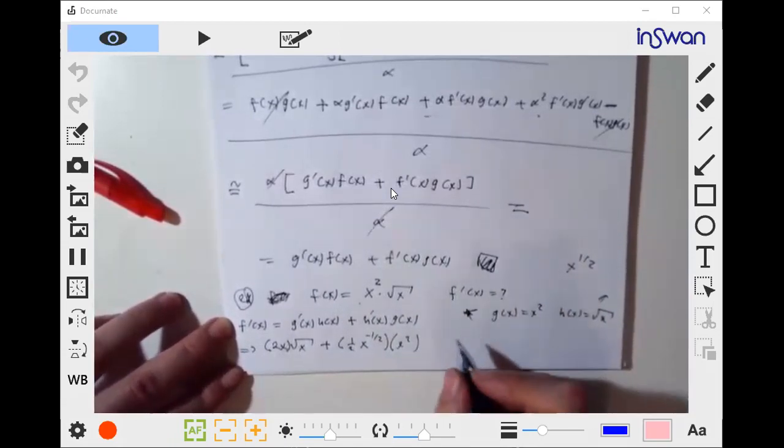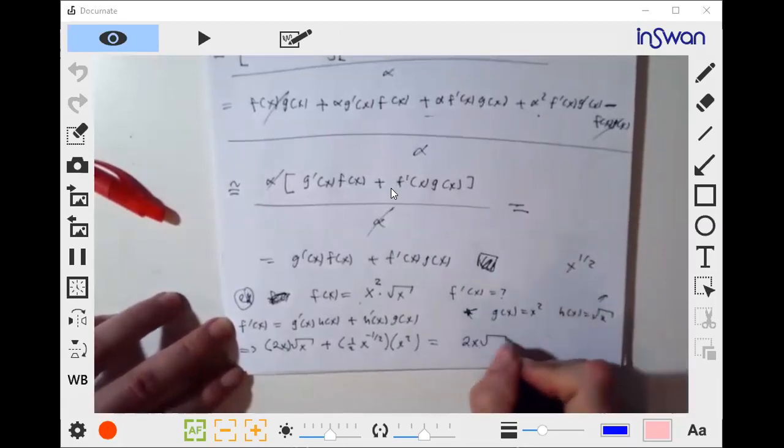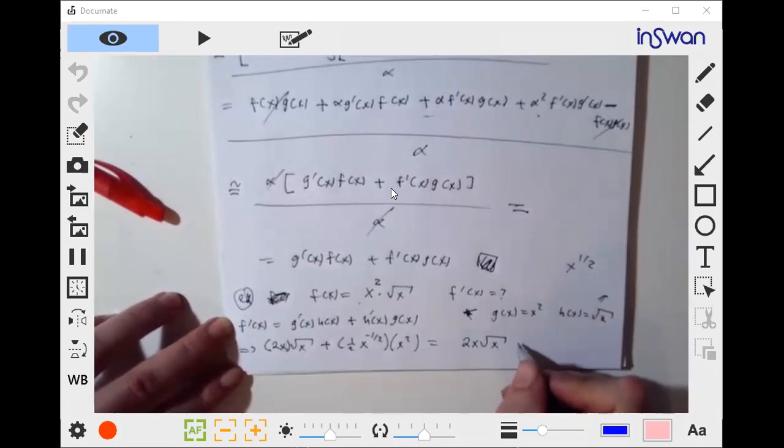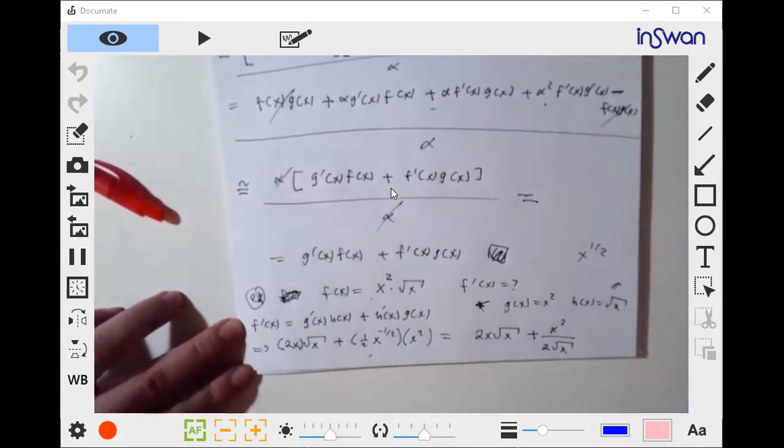So then this ends up becoming 2x square root of x plus x squared over 2 square root of x. Whenever you apply the definition of x to the negative 1/2, that means it's 1 over x to the positive 1/2, which means that's 1 over square root of x. And so that's why it's hanging out in the denominator, term 2.